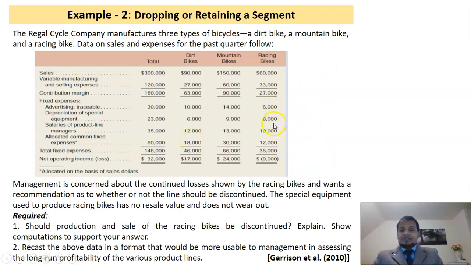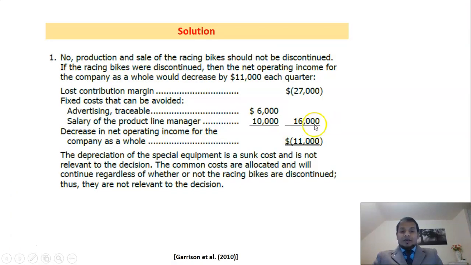As we mentioned before, this is the equipment we can't sell, so depreciation will continue. This is irrelevant, and this is irrelevant. And this is the product line manager's salary. So if we close the product, we don't need the product line manager. So if we don't need the manager, we don't need to pay him. So this is what we can save. So these are the two costs that we can save.